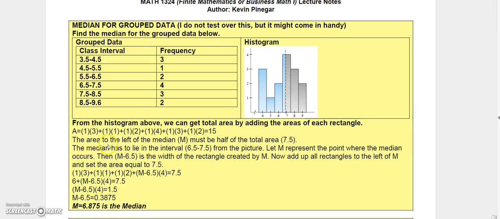I don't test over this, but you actually can calculate the median when you have grouped data given in class intervals like this. And by the way, this is what a histogram would look like. So you can pause the video and read this if you like. If you need to, you can Google more information or look on YouTube or something. But again, I'm not going to cover this, but I'll just leave you with this example here to read.